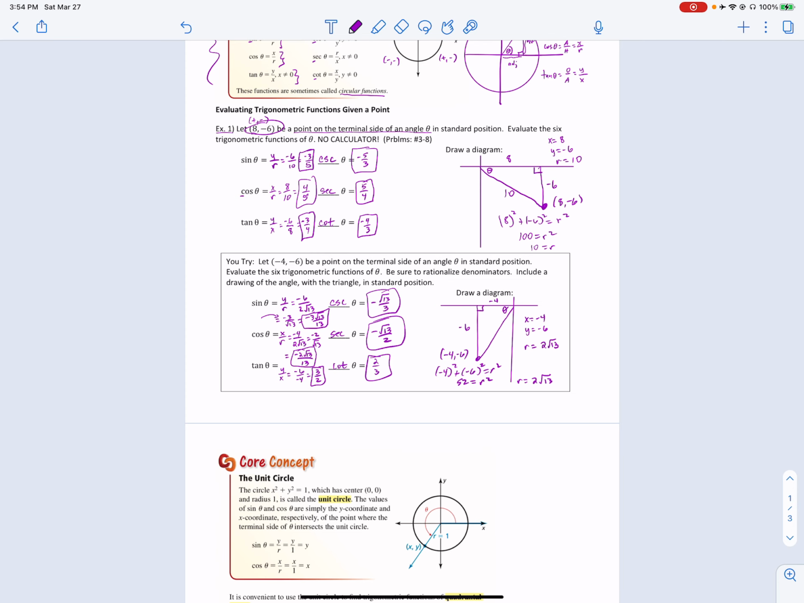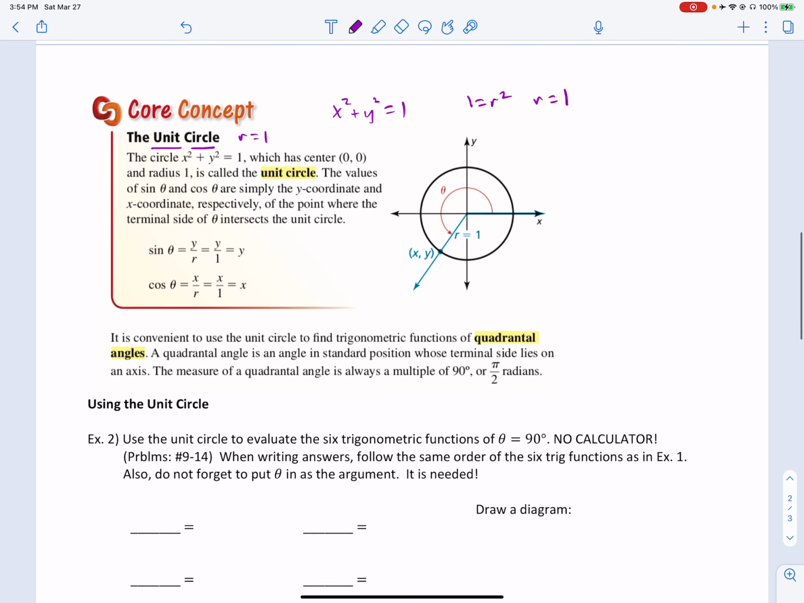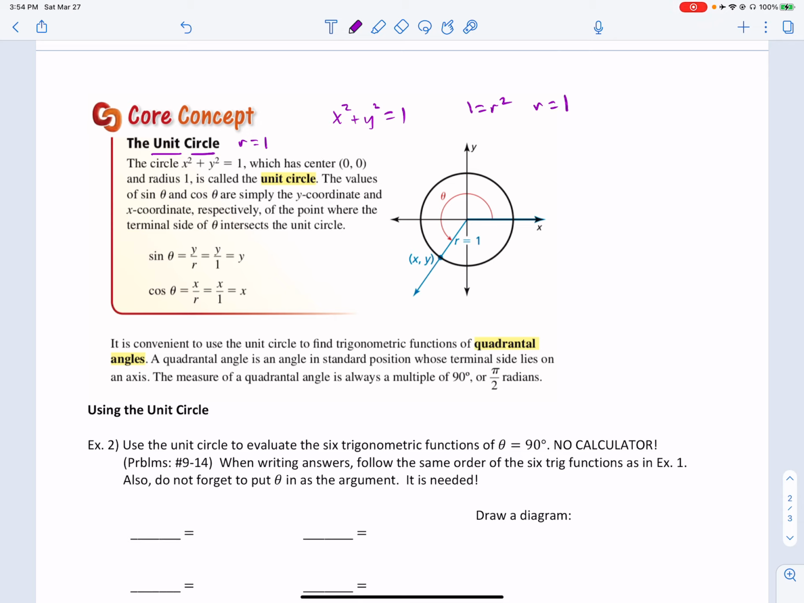All right, so then we have a special circle, which is called the unit circle. And it's a unit circle because its radius is 1. So that equation there, x squared plus y squared equals 1. That 1 is your radius squared, so your radius is 1. Now, we're going to be using the unit circle more in upcoming problems, but for this lesson, the only angles that you are to use the unit circle for in 9.3 are what we call quadrantal angles.